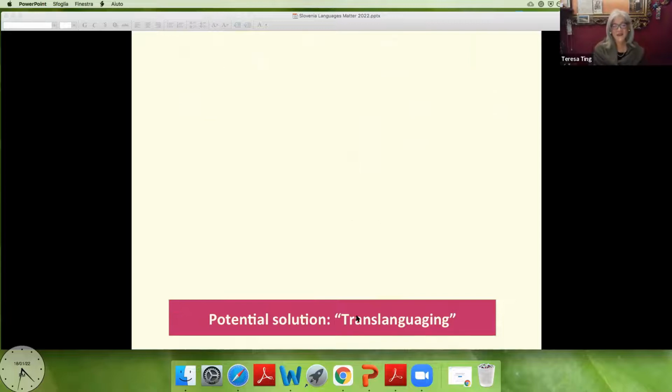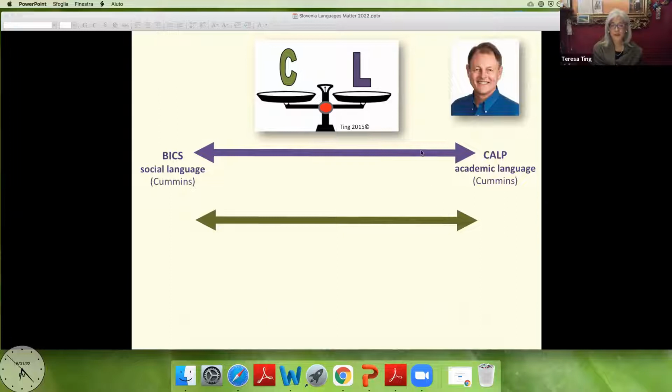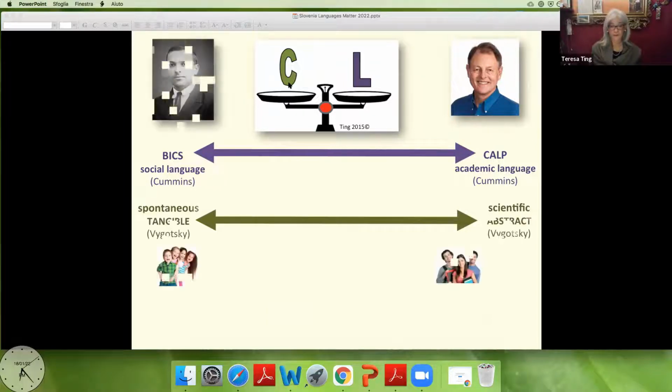Okay, so now let's break this content and language balance down into two continuums. The purple is the language, the green will be the content. Okay, we're going to do the two continuums. Okay, these are monodimensional. Okay, here we are. If we look at the language dimension, we can have Jim Cummins. Jim Cummins, we already know his BICS, social language, easy. CALP, academic language, complex. Okay, on this single axis continuum. That's L, language. Let's look at C, content. Vygotsky, that Carmen mentioned last time.